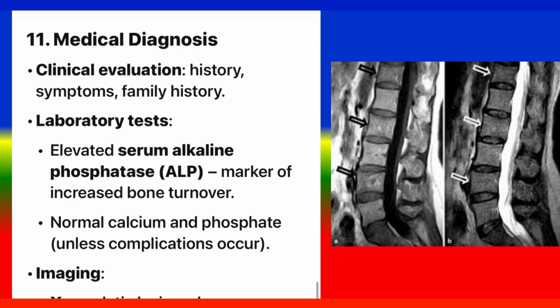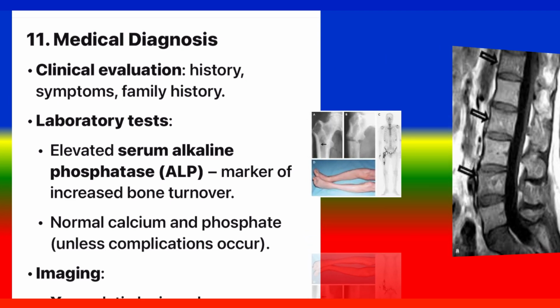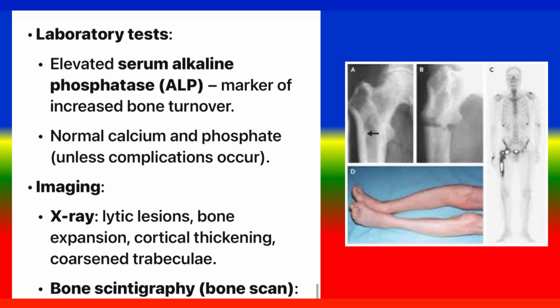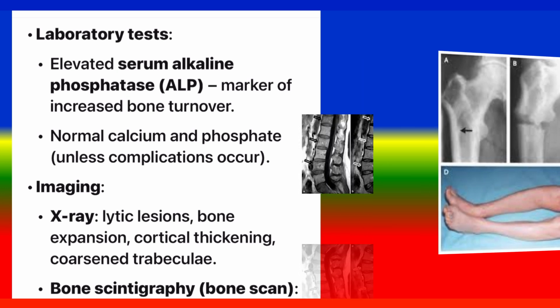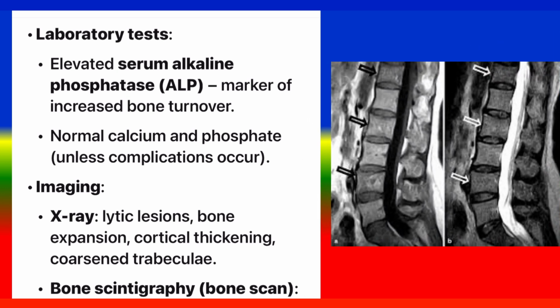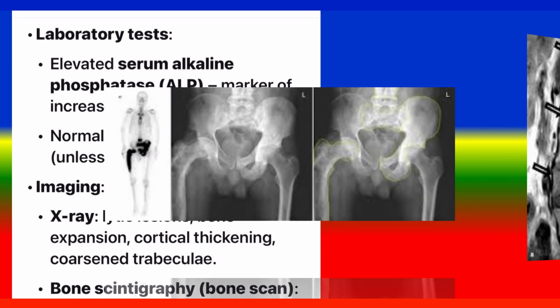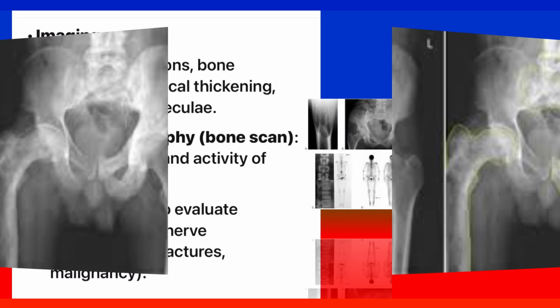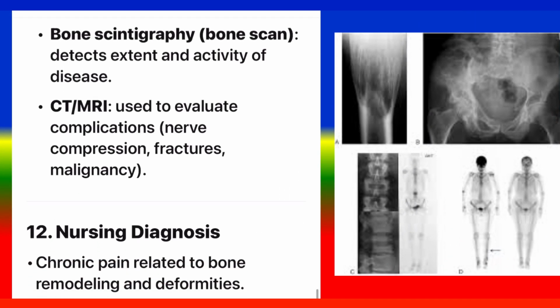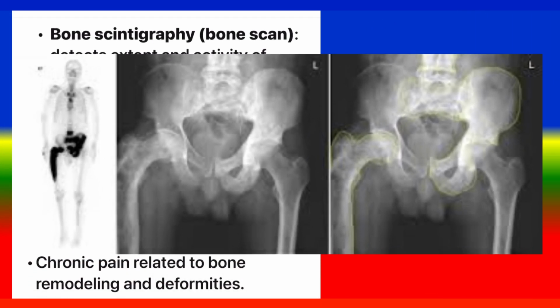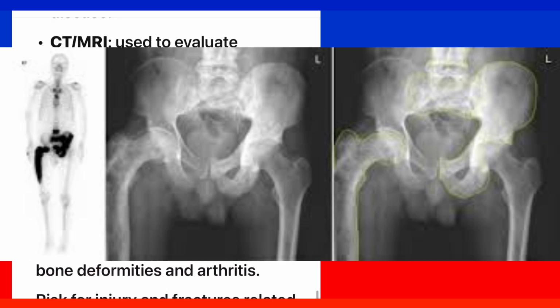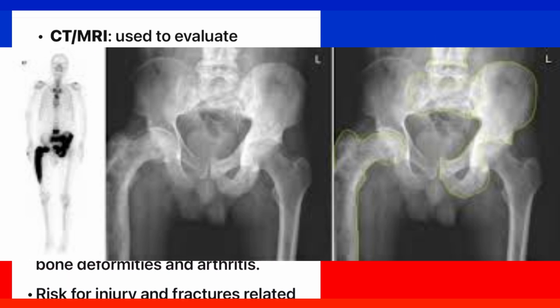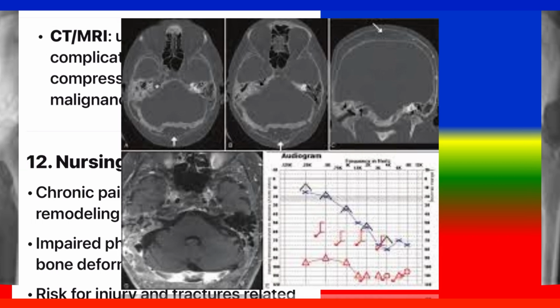11. Diagnosis. Clinical evaluation: history, symptoms, family history. Laboratory tests: elevated serum alkaline phosphatase, ALP, a marker of increased bone turnover, with normal calcium and phosphate unless complications occur. Imaging: X-ray shows lytic lesions, bone expansion, cortical thickening, coarsened trabeculae. Bone scintigraphy, bone scan, detects extent and activity of disease. CT and MRI are used to evaluate complications, nerve compression, fractures, malignancy.